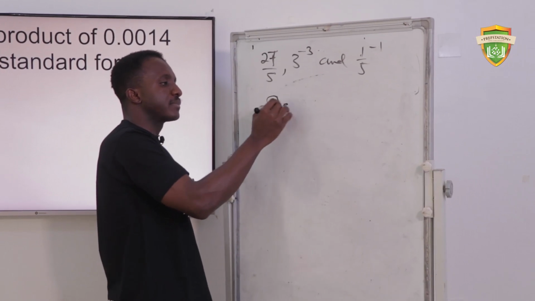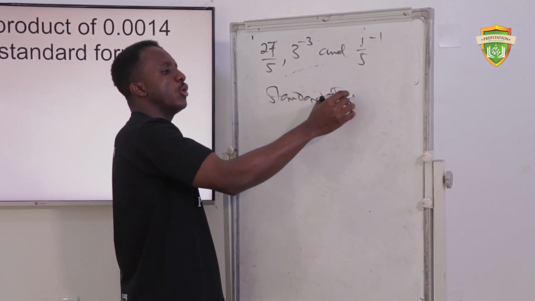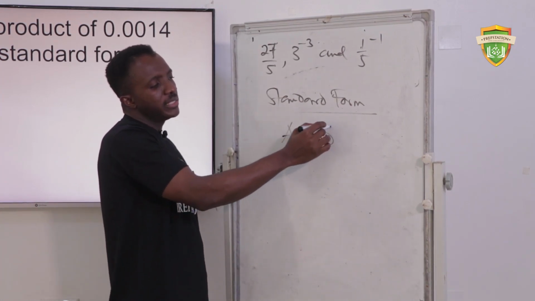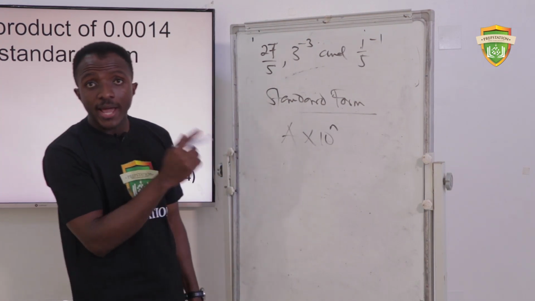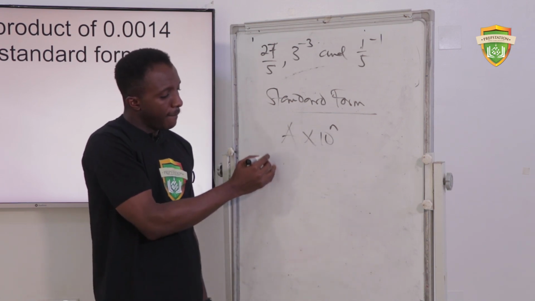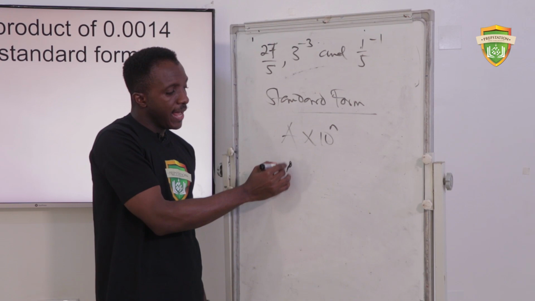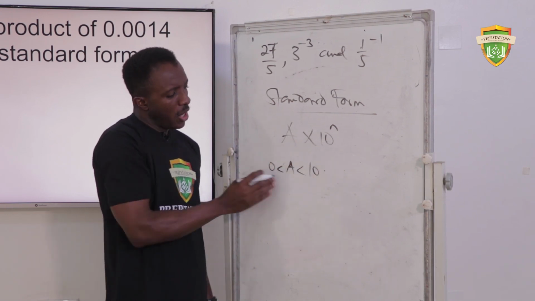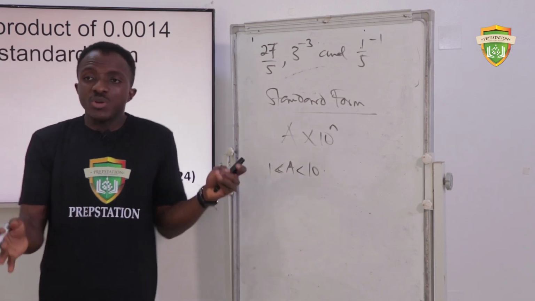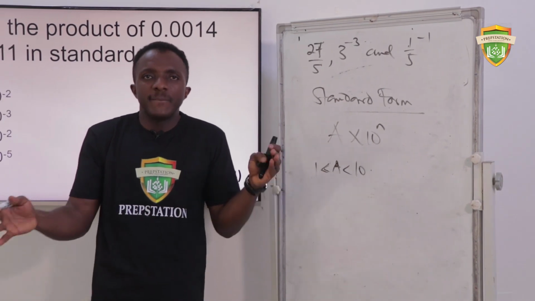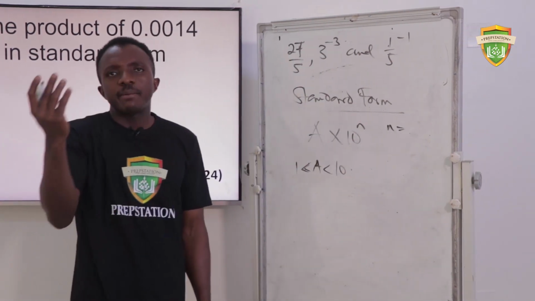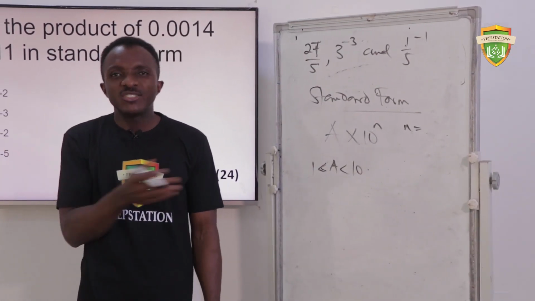Remember standard form. When you are told to express a number in standard form, all you are required to do is to express the number in this form: A times 10 raised to the power n. Now A is simply any number that falls within this range: 1 less than A less than 10. What that means is that A is between 1 and 10. And then n here is simply the power. n can be positive and it can be negative. And there's no limit to the n.